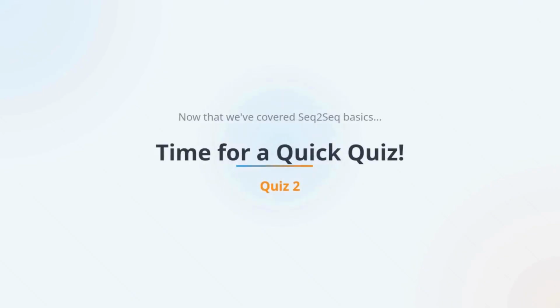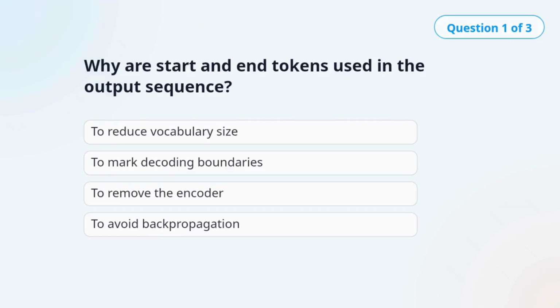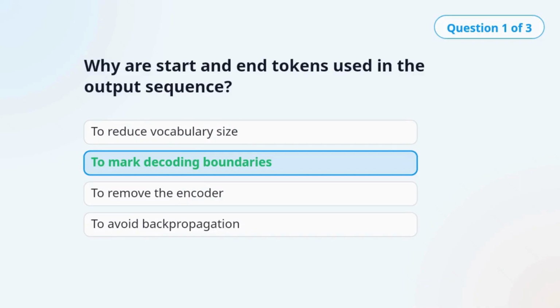Now that we've covered seq-to-seq basics, let's test what we've learned so far. Here's quiz number 2. See if you can get it right. Question 1. Why are start and end tokens used in the output sequence? The correct answer is, to mark decoding boundaries. The decoder uses these special tokens to know when generation starts and when it should stop.